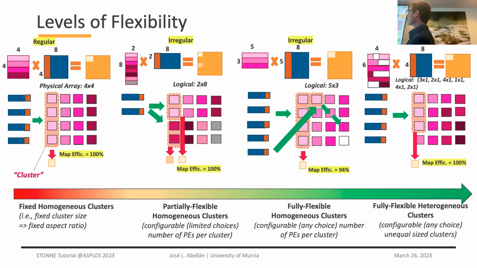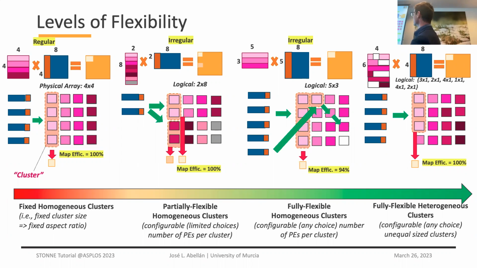All possibilities come when we have fully flexible homogeneous clusters, where we have here 5 times 3, now for this particular layer. Later we could have, I don't know, 6 by 2, but this is just fixed for the computation of a layer in a DNN workload, or a phase in the processing of a DNN workload. Or in the extreme case, it is fully flexible but with heterogeneous clusters, where we would have clusters with different sizes at the same time.